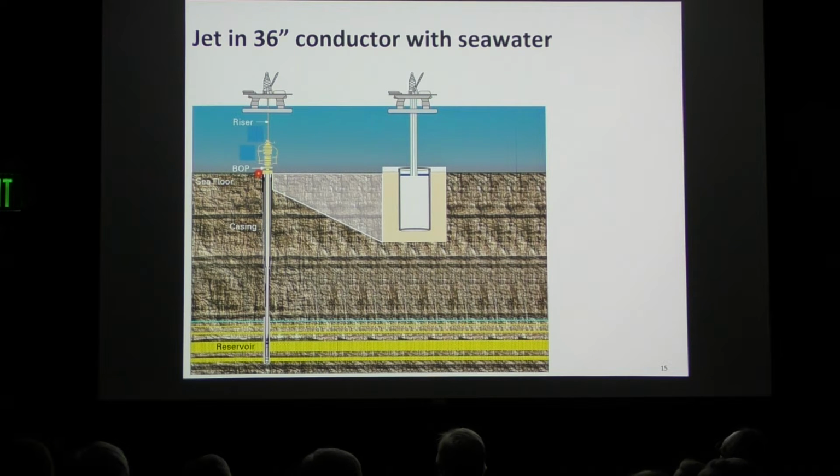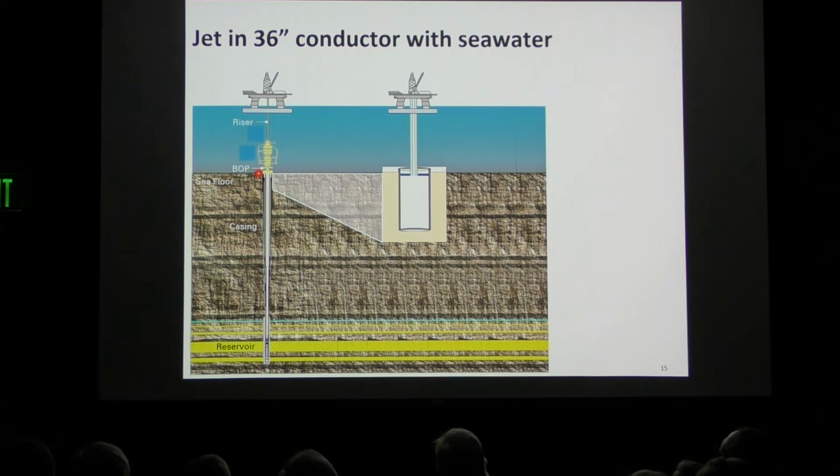So the first thing we do is we start with a 36-inch, what's called a conductor, which is a big 36-inch pipe, hundreds of feet, a couple hundred feet long. And we basically shove it into the mud on the seabed and wash it in there with seawater on drill pipe. It's kind of like using a garden hose to sink a pipe or something. And it's very soft mud, so that goes pretty quickly.